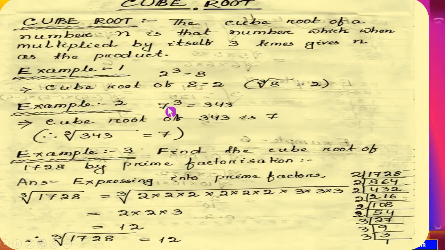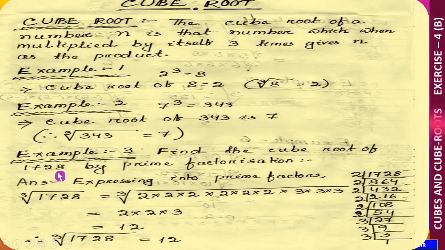Another example, 7 to the power of 3 equal to 343. Then cube root of 343 is 7, and it can be written as cube root of 343 equal to 7. Again, example: find the cube root of 1728 by prime factorization method.